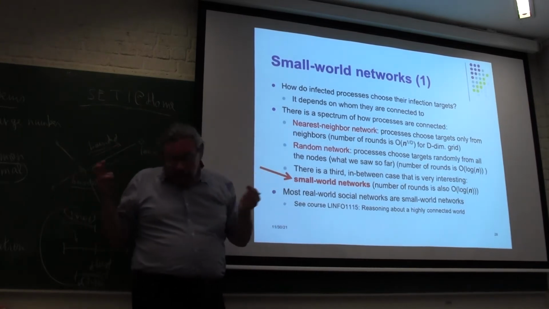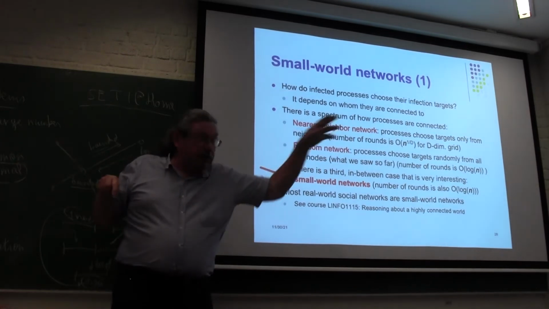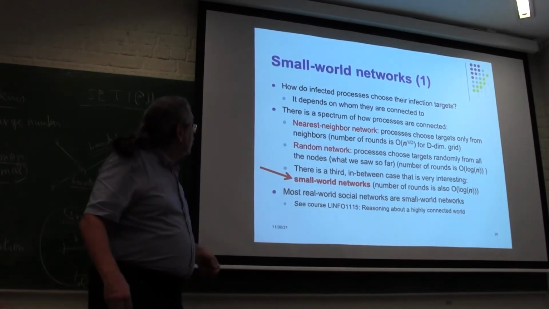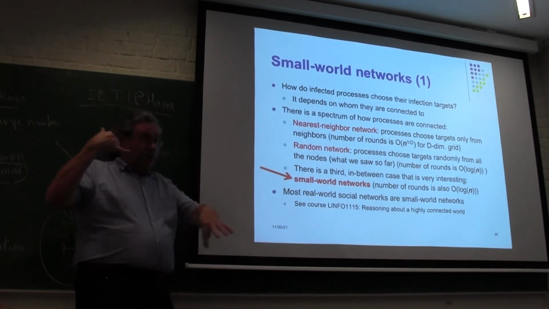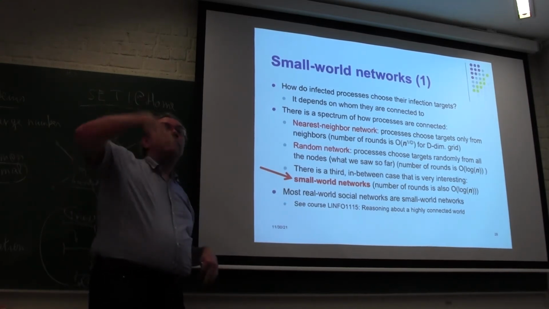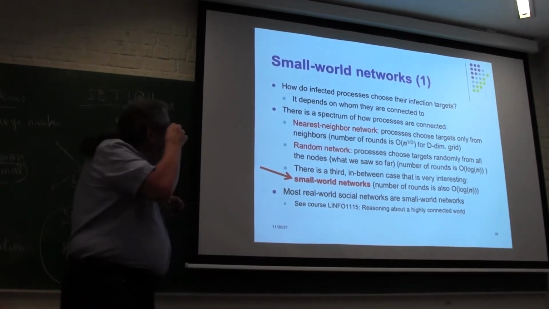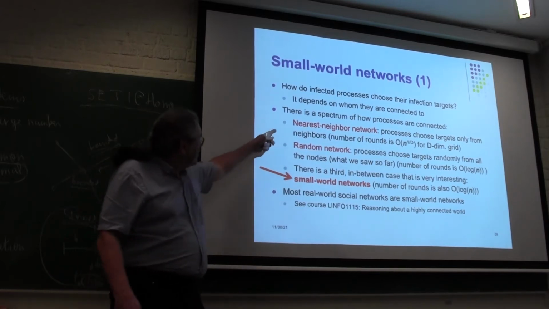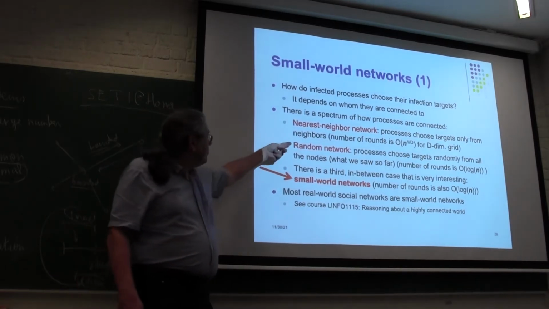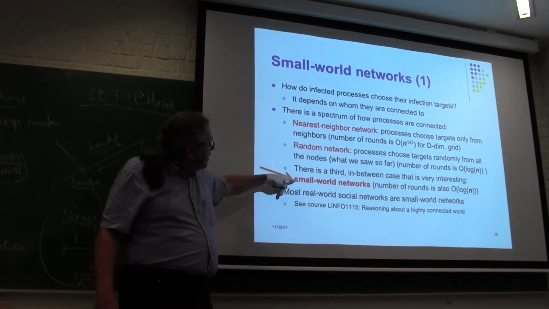Nearest neighbor, it's like everybody only has a few friends, and they have a few friends, and so on, and it goes over the whole world. Or random, it means you can talk to anyone. You can pick up your phone, dial a number, and talk to anyone in the world. That's a random network. But real-world networks are different. They're not nearest neighbor, and they're not random. They're something kind of in between.